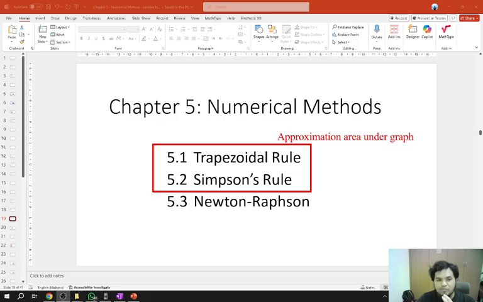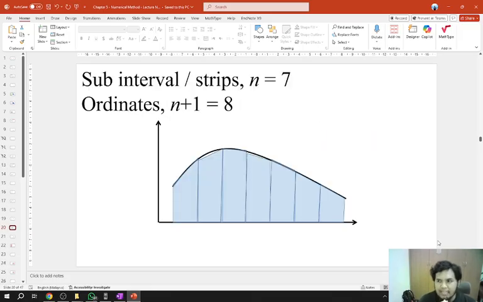Right. So before that, I want to highlight something. Let's say in the question they use the terms of subinterval or strips. So directly take the number given as the n. Meanwhile, if the question uses the term ordinates, ordinates is a point, let's say 8, then our n is we have to minus 1 from the value used.